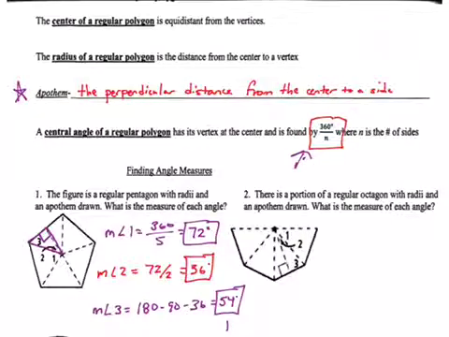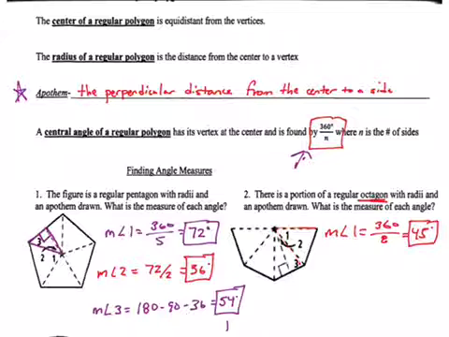All right, moving on to the next example. We have a portion of a regular octagon, and they've asked us to find the angles here. Well, angle 1 is also a central angle here, so it's just like the previous example. 360 divided by the number of sides, so 8, gives us an angle measure of 45 degrees. So angle 1 is 45.